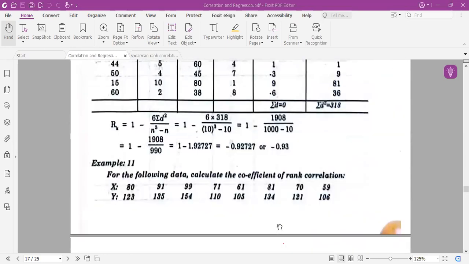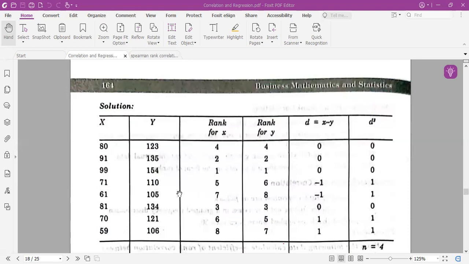Similarly, x and y is given here. You have to rearrange separately. You have to take ranks. So 154 is getting first rank. This is second rank, third rank, fourth rank, fifth rank. Like that you are getting.